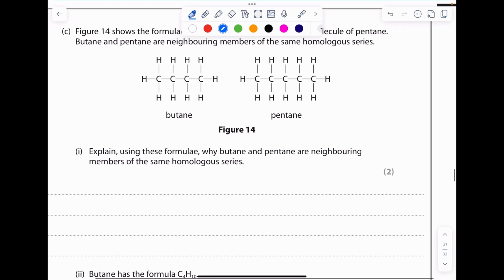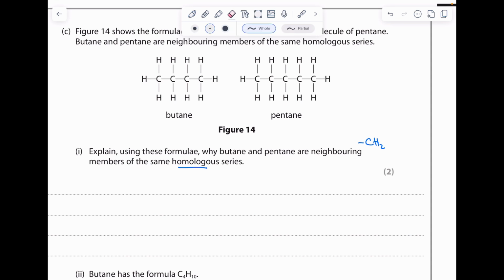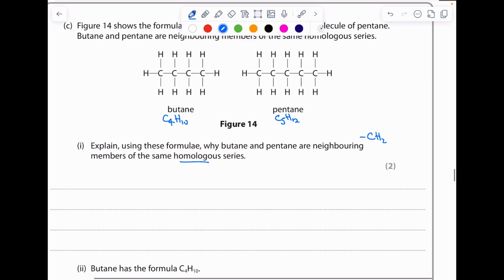Okay, explain how they are members of the same homologous series. So one of the rules of homologous series is they change by a CH2 group each time. And if you look at this, this fits with this formula because butane is C4H10 and pentane is C5H12.